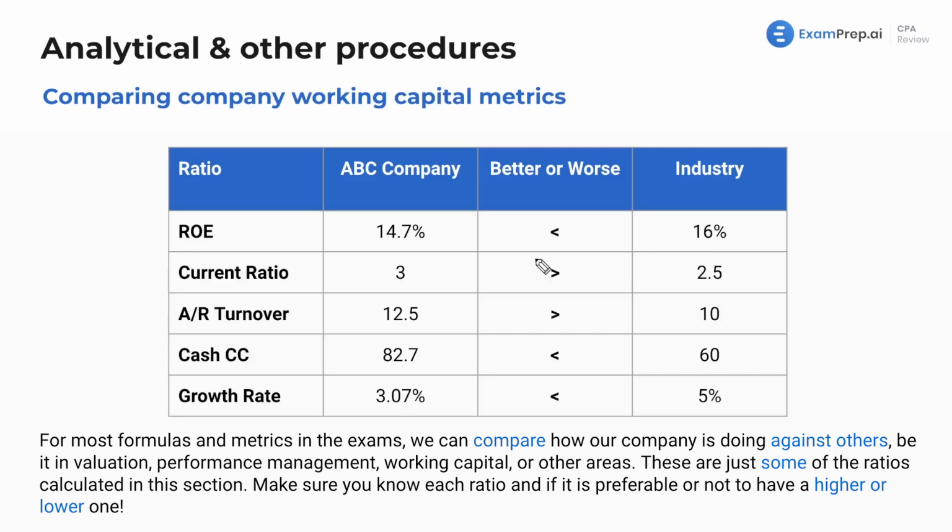Current ratio, a higher current ratio is better. Think about what's in the numerator and denominator. The AR turnover, we want that to be higher because we want to be able to turn our AR into cash much more quickly. The cash conversion cycle, we want that to be lower because with our cash conversion cycle, that is how many days we essentially are using our operations to convert those to cash.